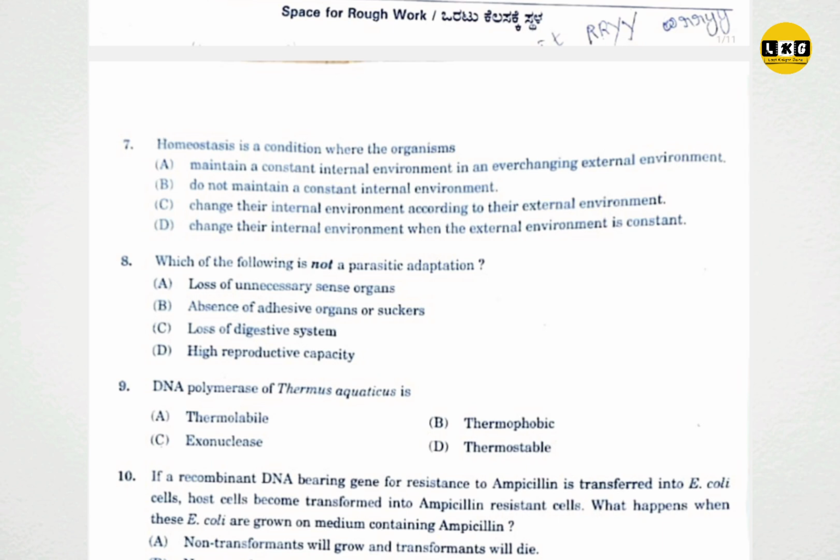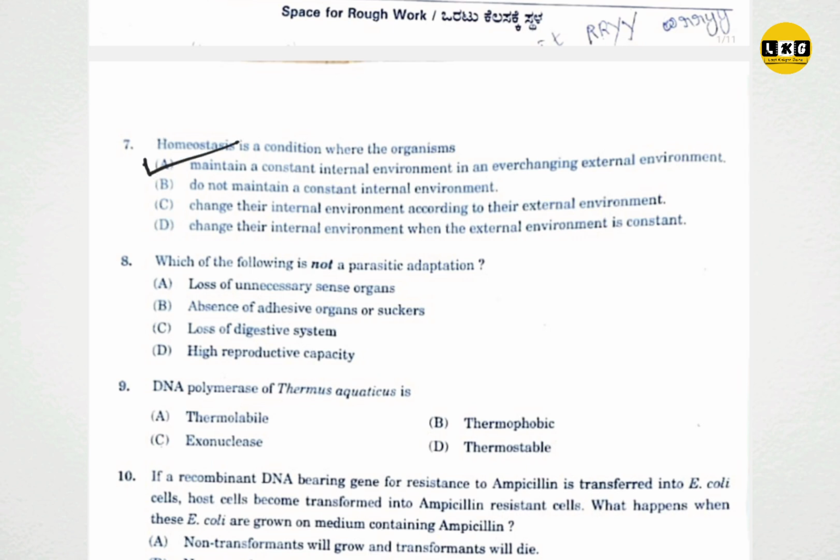Homeostasis is a condition where the organism. So, what is homeostasis? Homeostasis is a process in which an organism maintains a constant internal environment and adjusts to the changing external environment. So, here which option is correct? It maintains a constant internal environment in an ever changing external environment. This is the correct option.